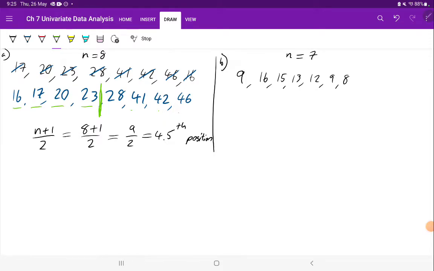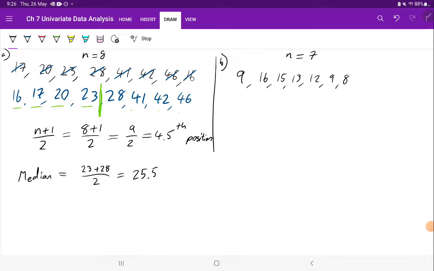So what's the number halfway between 23 and 28? Well, let's work it out. Well, the median is going to be 23 plus 28 divided by 2. It's just the average of the two, which is 25.5. So the median for the first data set would be 25.5. But it's slightly different when we look at an odd case.